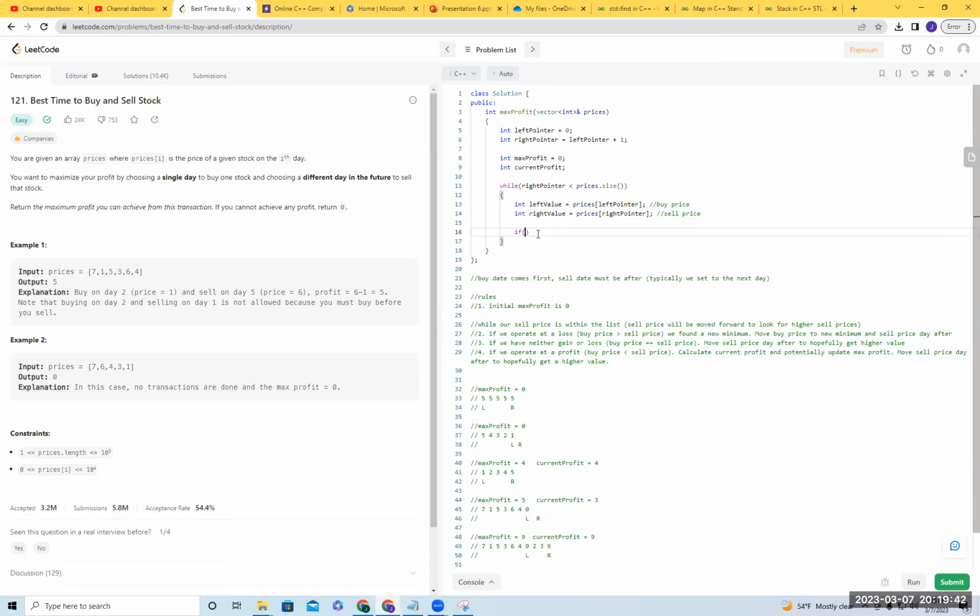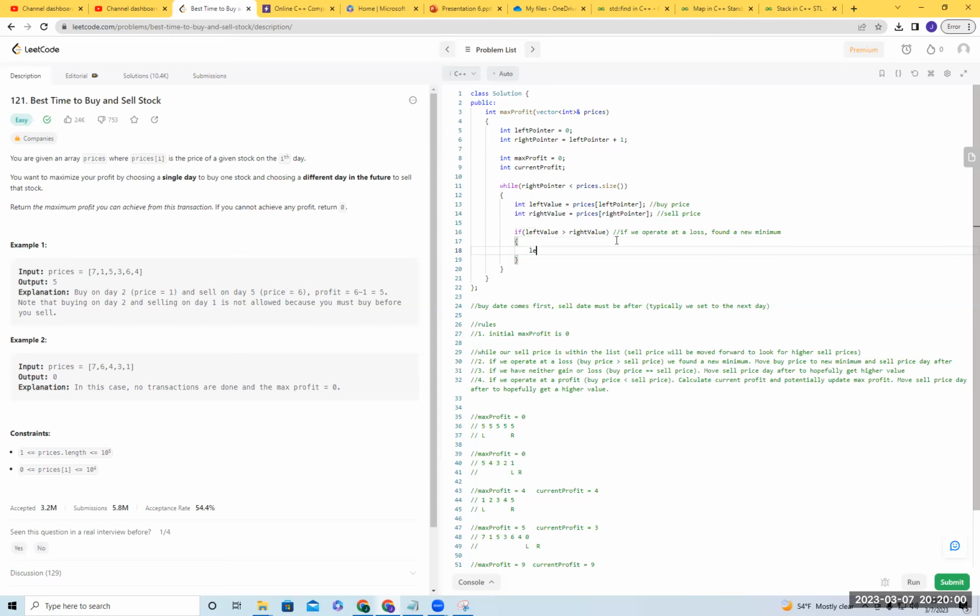If we operate at a loss, that means the left value is greater than our right value. Our buy price is greater than our sell price. So if we operate at a loss, that means we found a new minimum. What we want to do at that point is move our left pointer to our right pointer location, so we set the left pointer to the location of the new minimum value.